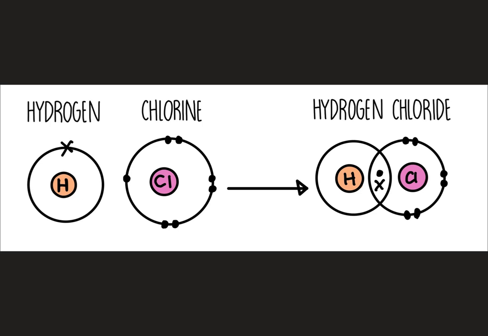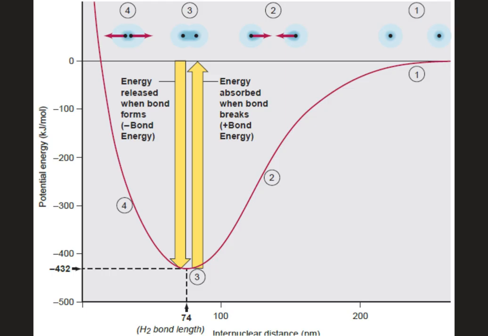When atoms form covalent bonds, they share electrons. But why do they do this? To understand, we look at energy, specifically potential energy, as atoms approach each other. This is the graph we're going to be working with.